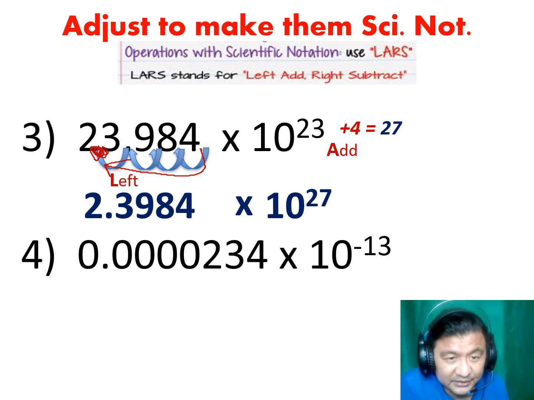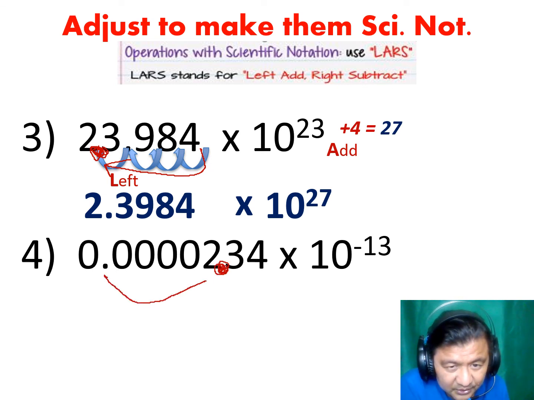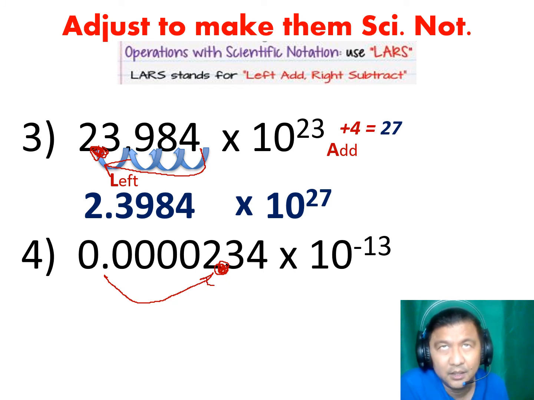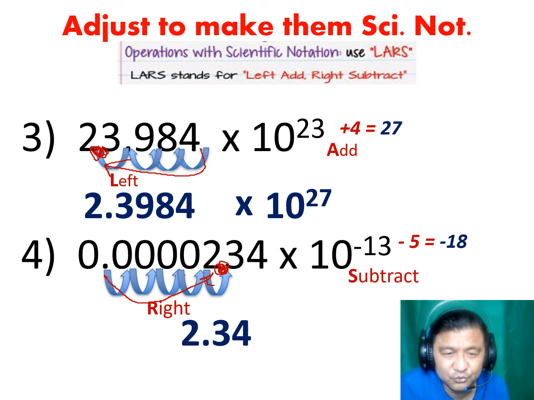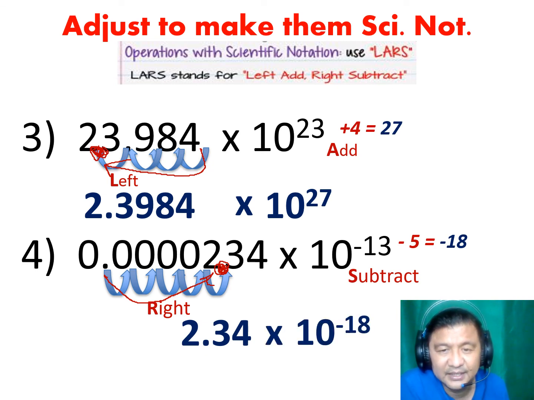Okay, let's see your next problem. The decimal point is over here, but ideally scientific notation should be here. So I move to the right. LARS, R and S, so I'll subtract something. How many? 1, 2, 3, 4, 5. So I will subtract 5 from the exponent. Negative 13 minus 5 is negative 18. Write your first factor: 2.34 times 10 to the negative 18.